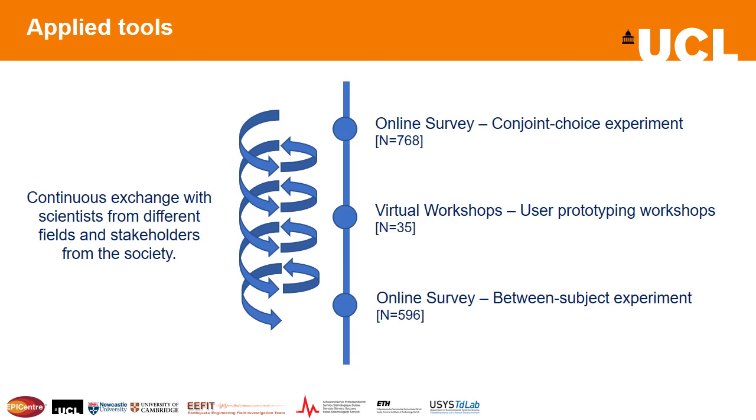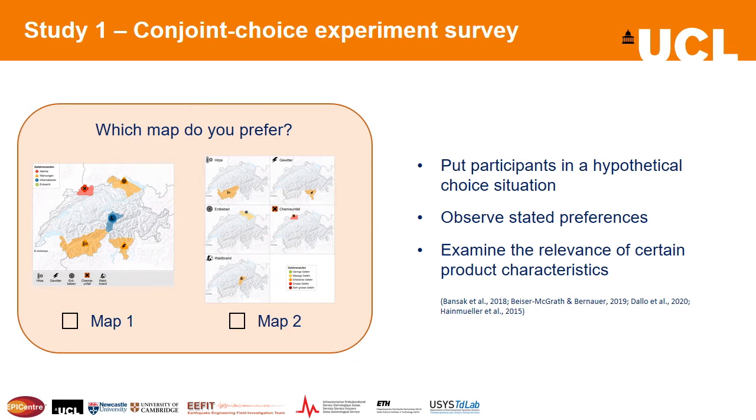The second study are virtual workshops where we used user-driven prototyping methods, so participants were able to prototype their own communication products. In a third study, we conducted an online survey with a between-subject experiment where we wanted to explore which elements of the message trigger people to actually take action. I will start with the first study, so the choice experiment survey.